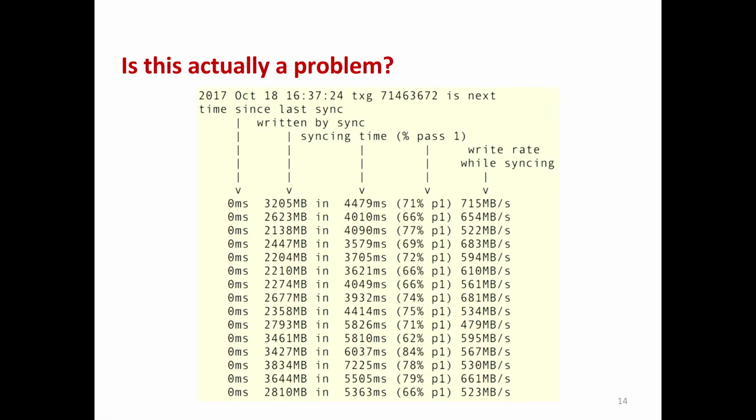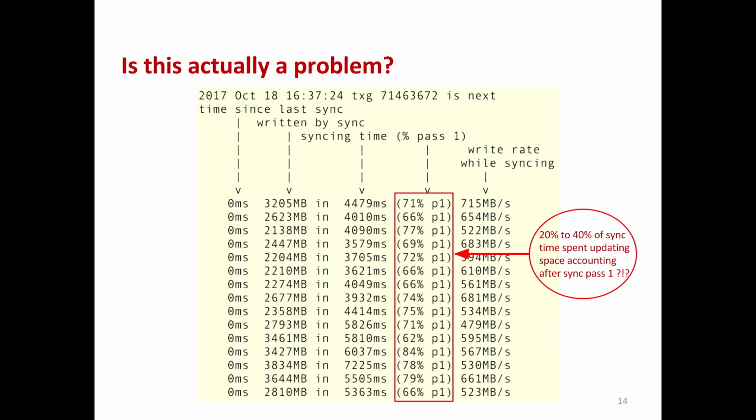But looking at the same VM, we see that the situation is not getting any better. We're actually spending around 20% to 40% of the time going to disk and updating all this internal state, while all this time it could have gone to actually writing user data.